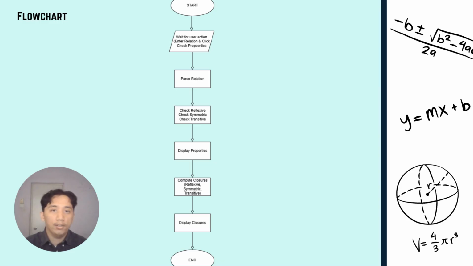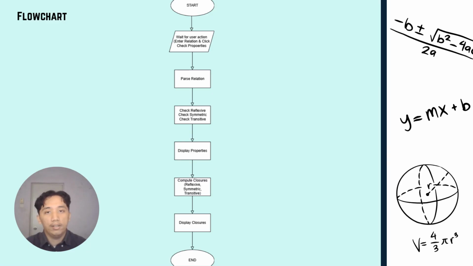After the input is received, the program parses the relation. This means the system processes the input text, separates each ordered pair, and stores them in a structured format so the program can analyze the relation correctly. The system then checks the reflexive property. At this step, the program verifies whether every element in the set is related to itself. If this condition is satisfied, the program proceeds to the next check.